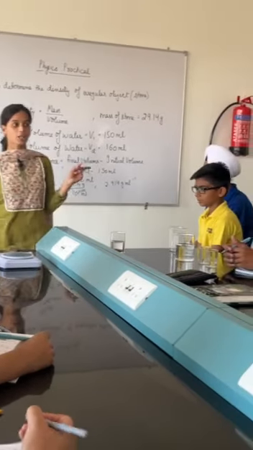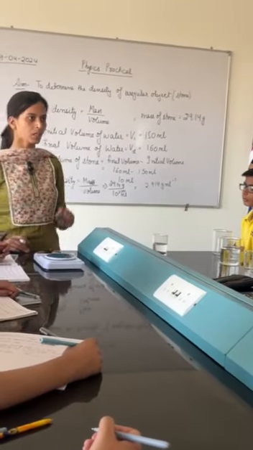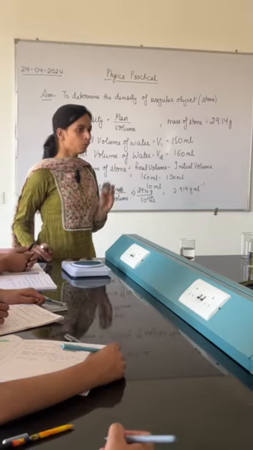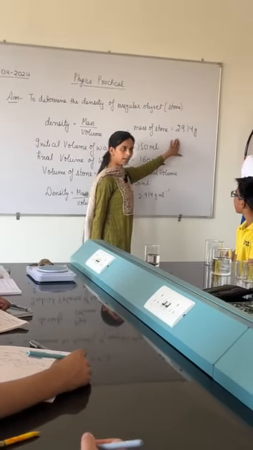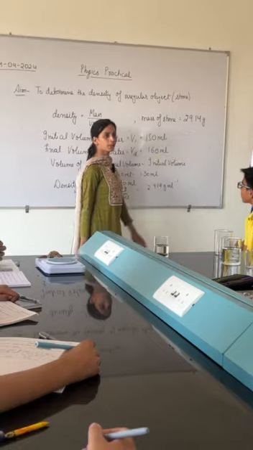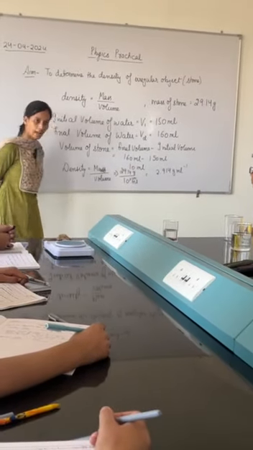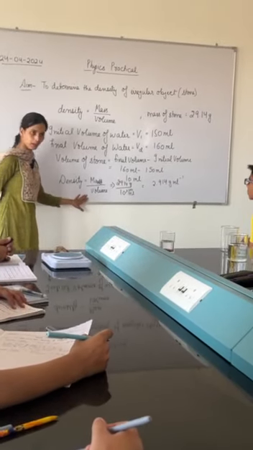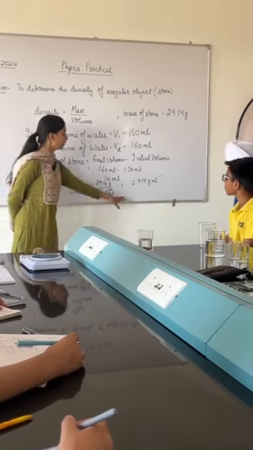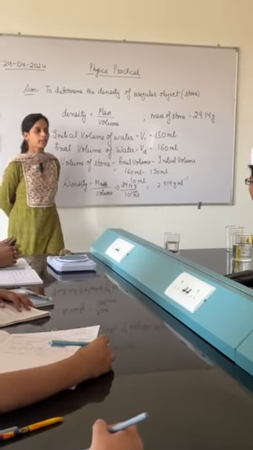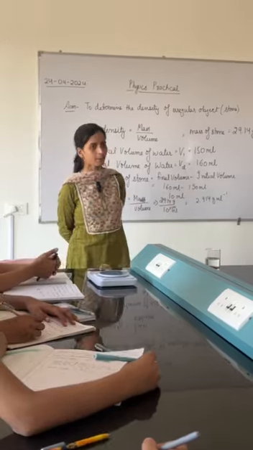Then Akash measured the mass of the stone. The mass of the stone comes out to be 29.14. Then you simply put every measurement into the formula. Density equals mass per unit volume, and the final answer is 2.914 gram per milliliter. It is clear?